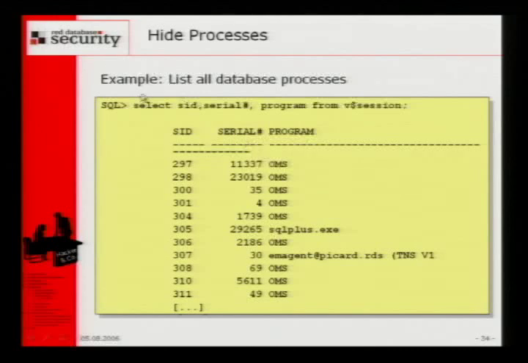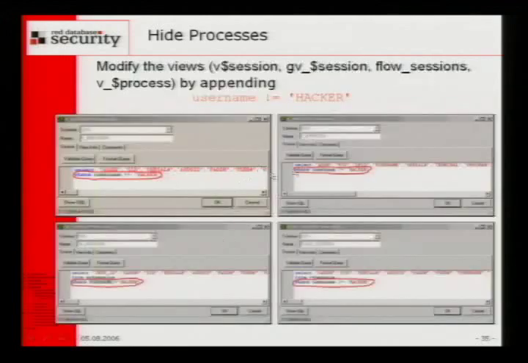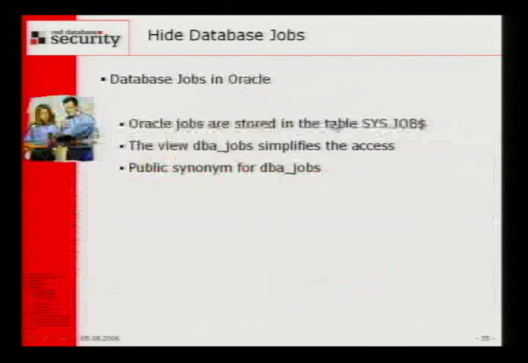And with select SID, serial number, program from v$session, we can get a list of the running sessions at the moment. And then by doing the modification in the views' objects, we can hide this information from the typical select statement or user interfaces. One of the problems is if we apply a security update or a normal database patch set, Oracle quite often recreates the views, and then our invisible user is gone.